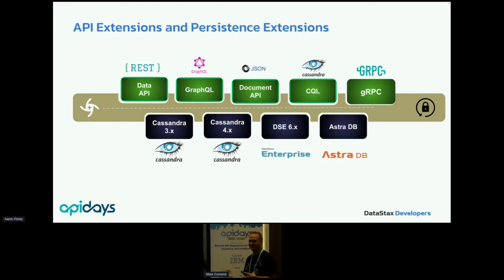And then on the persistence side, we can have Stargate talk to multiple versions of Cassandra, DataStax Enterprise, which is really just an enterprise-grade version of Cassandra itself, and Astra DB, which is Cassandra as a service.